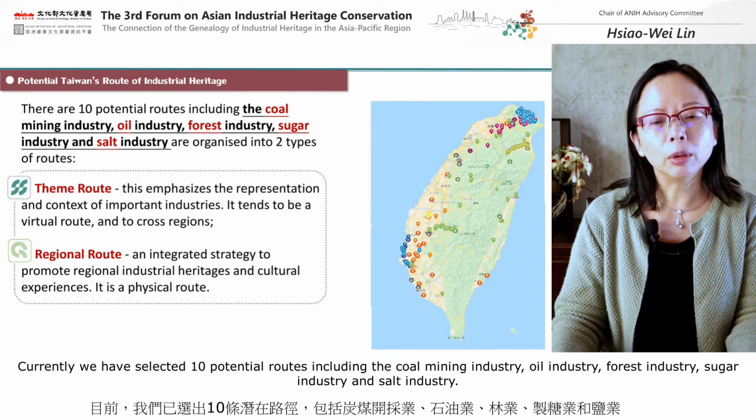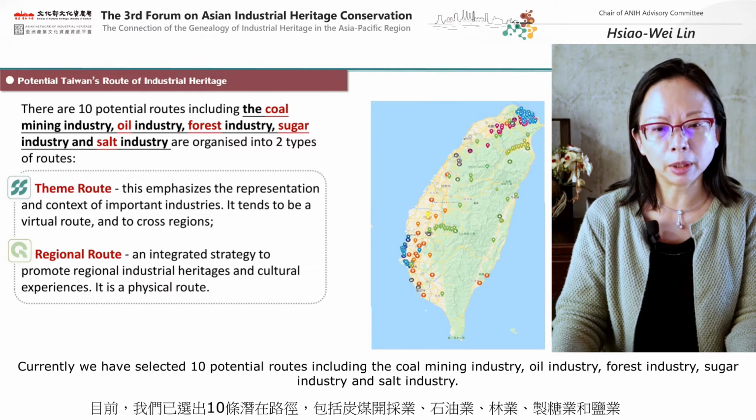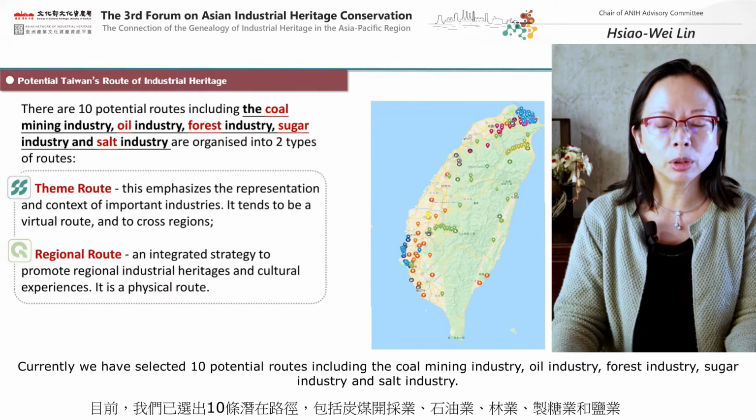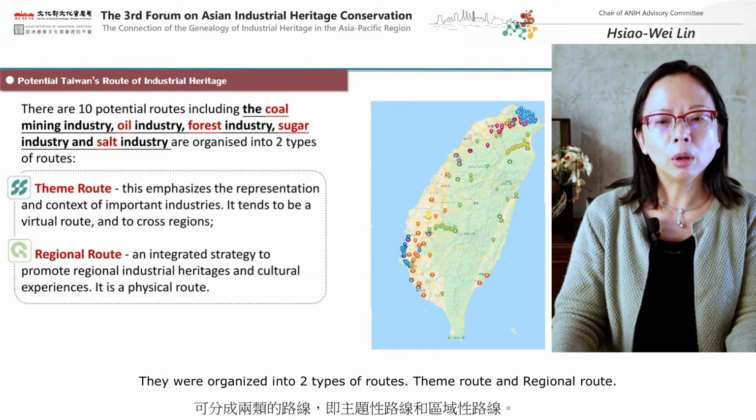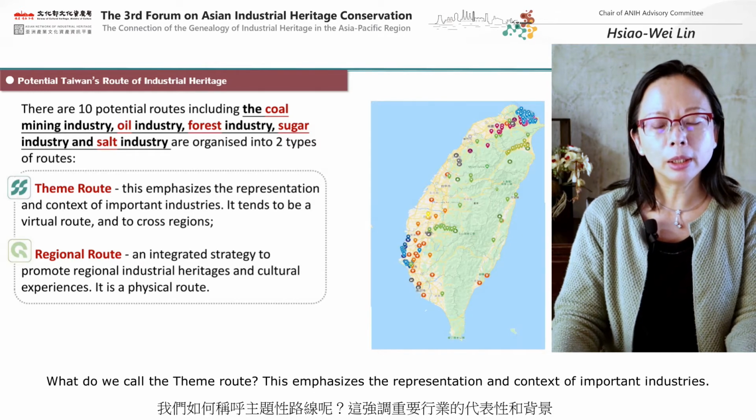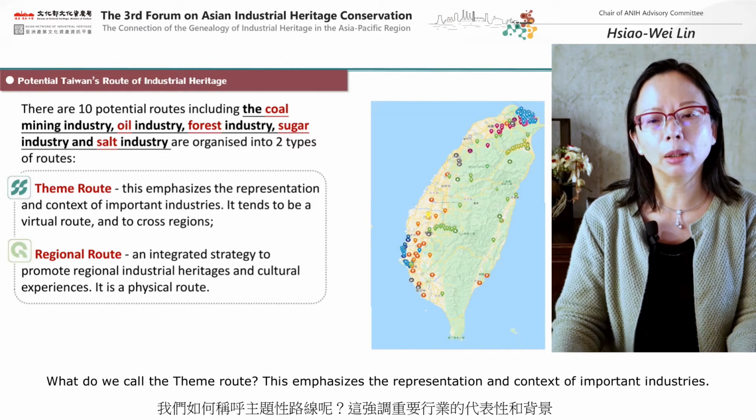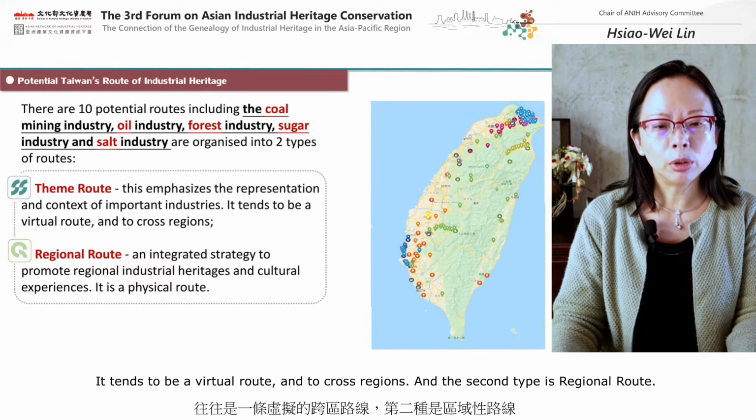Then currently we select 10 potential routes, including the coal mining industry, oil industry, forest industry, sugar industry, and salt industry. And they were organized into 2 types of routes: scene routes and regional routes. What we call the scene route emphasizes the representation and the context of important industry. It tends to be a virtual route and to close regions.